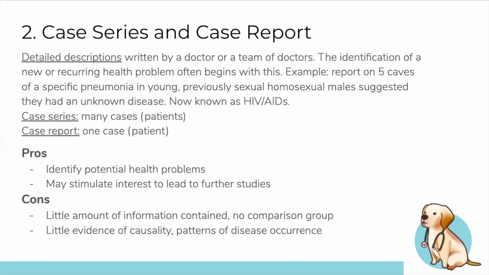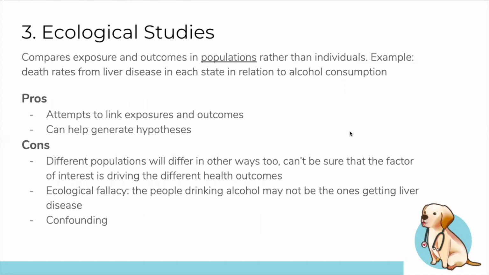It's not super great. Okay, next one is ecological studies. So you're comparing the exposures and outcomes in a population, on a population level. Let's say you're comparing things from different states. Each state would be its own little population. This helps you link exposures and outcomes, and they really like this keyword: generate hypotheses from ecological studies.